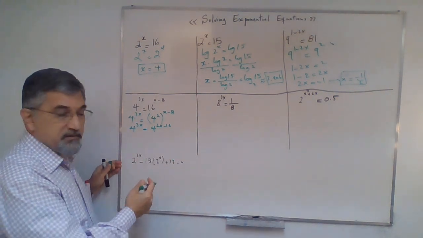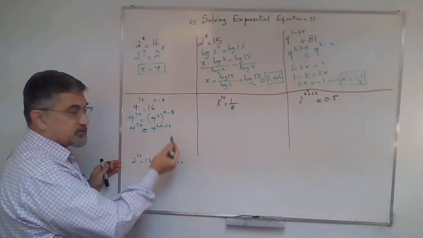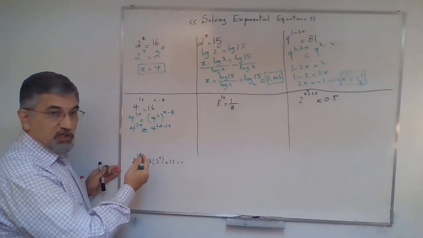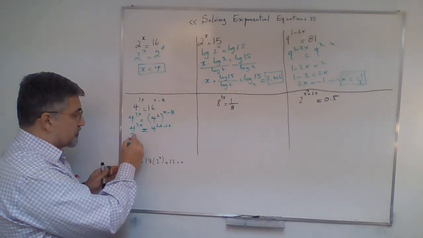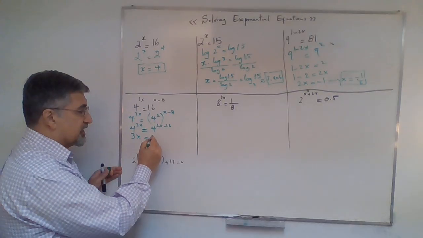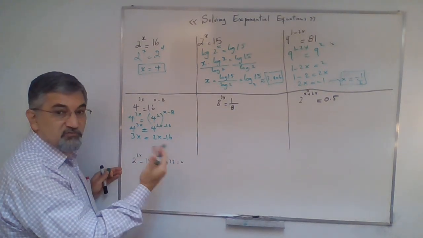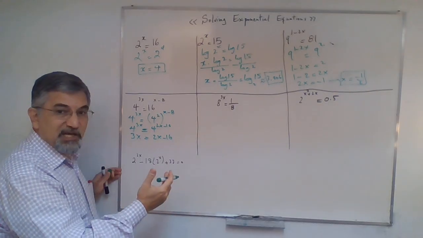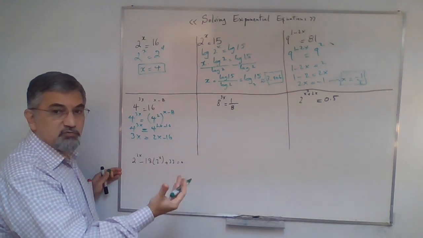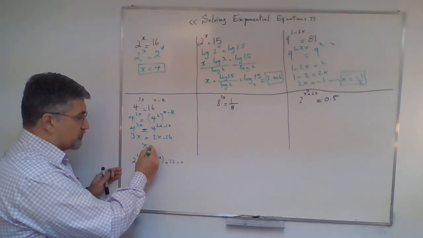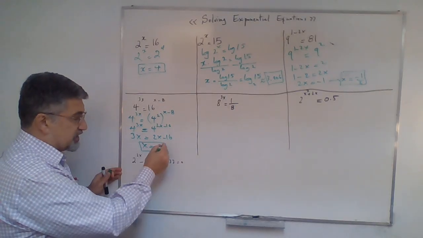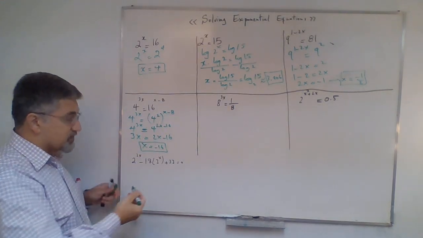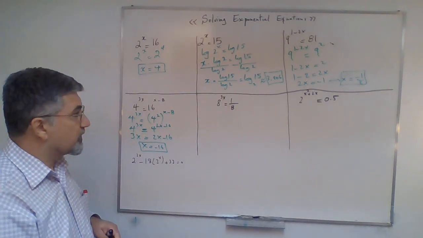Again, the bases are the same. Therefore, the exponents must be the same in order for the equality to hold. So 3x is the exponent on the right side, and 2x minus 16 is the exponent on the left side. If you set them equal to each other, you end up with a very, very basic elementary school level linear equation to solve. And the answer would be negative 16, needless to say. So we solved this exponential equation, didn't we?